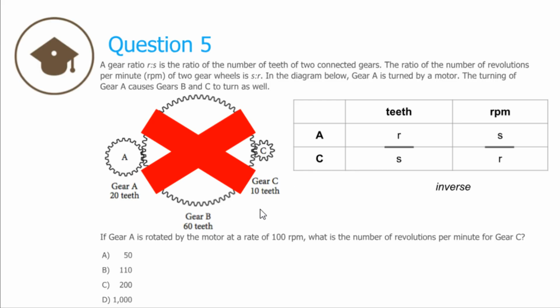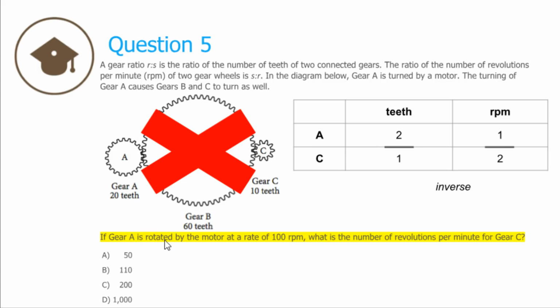All right, so going back to our diagram, we know that gear A has 20 teeth and gear C has 10 teeth. Let's pop that in. So here, R over S is going to be equal to 20 over 10. We can simplify that, make it 2 over 1. So if R over S is 2 over 1 and the RPM is the inverse, then S over R is going to be 1 over 2. Okay, cool. Now we can actually move on to this last sentence.